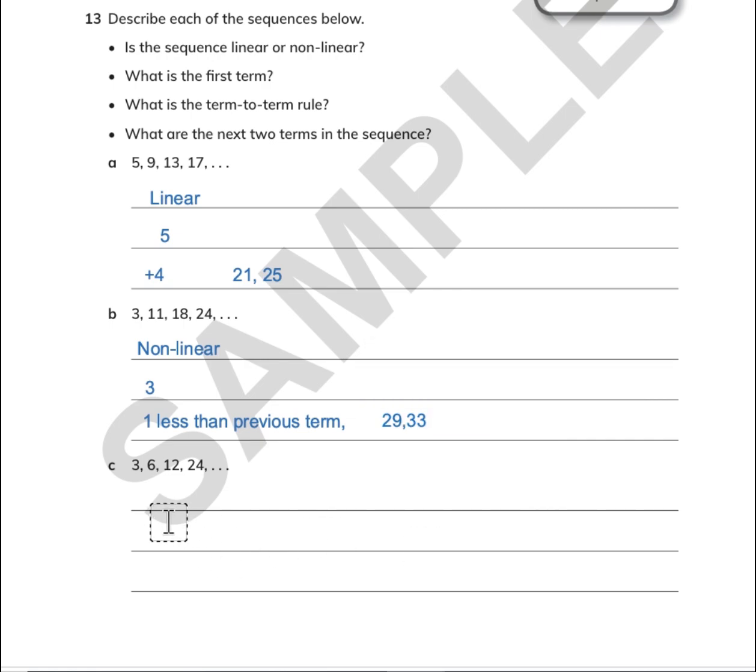Now the numbers in the C part are 3, 6, 12 and 24. Okay, so first we will see the difference. There is a difference of 3 between 3 and 6. Between 6 and 12 the difference is 6, and between 12 and 24 the difference is 12. Okay, again we can see the sequence is not linear, so we will write this.